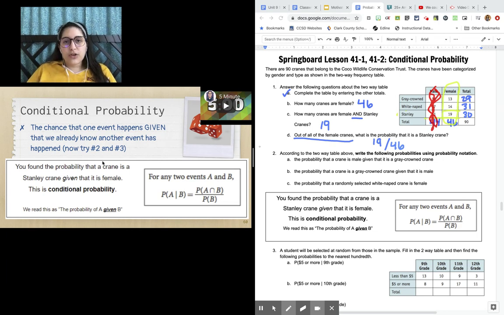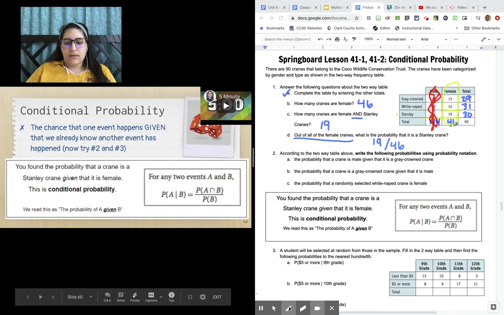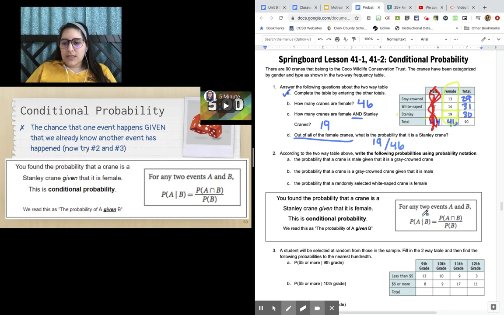The word that is associated with conditional probability is the word given. Most of the time, you're going to see the word given in these problems, or they will give you a qualifier like I did. The symbol for given is a line. This literally translates in English to the word given. So this is the probability of A given that B already happened.